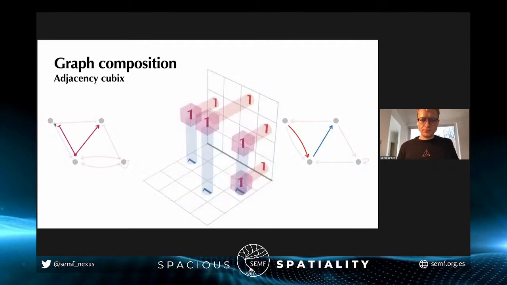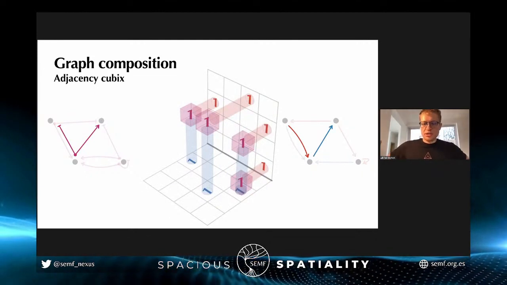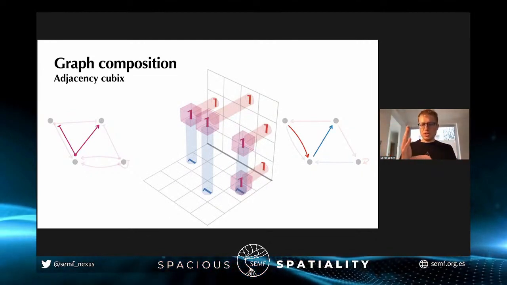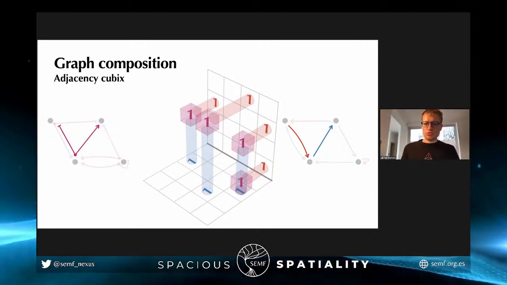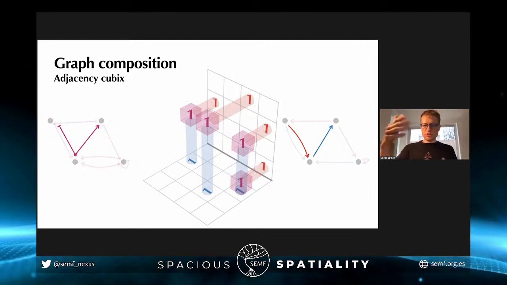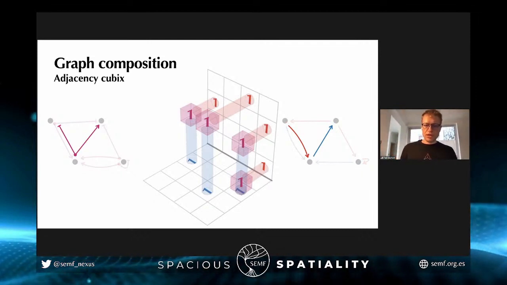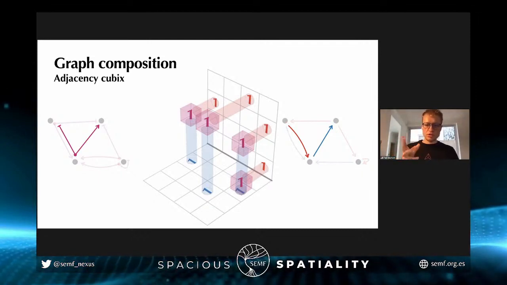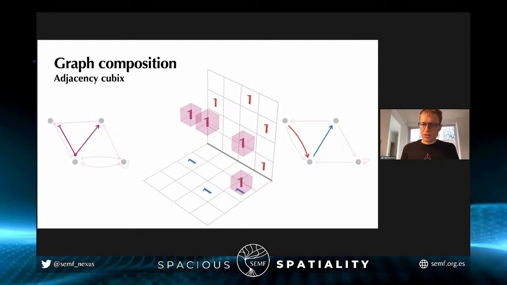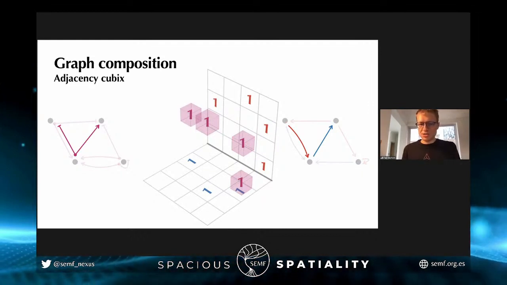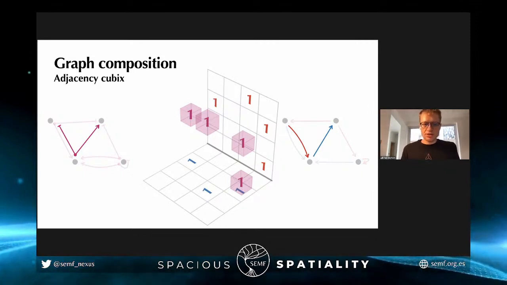Okay. Now, one way we can see this, to go back to this cube, is we can multiply these two adjacency matrices together to form what's called an adjacency cubix. That amounts to finding all the non-zero entries of these two matrices, projecting them in these beams. Wherever those beams cross, we multiply those two numbers together, and it puts the corresponding results into this cube. This cube is the adjacency cubix, which is a three-axis matrix that counts how many edges have a particular source, middle, and target.